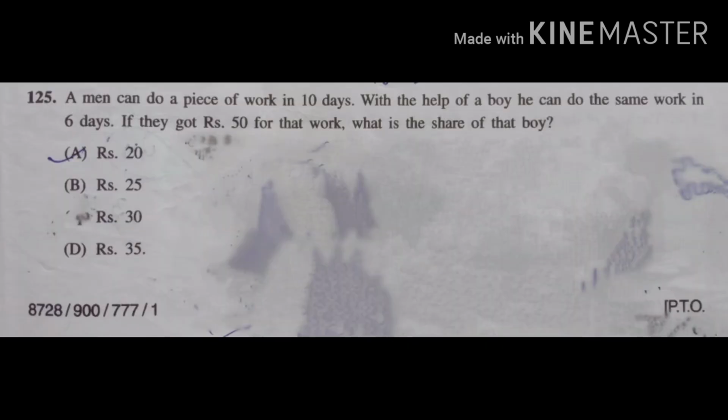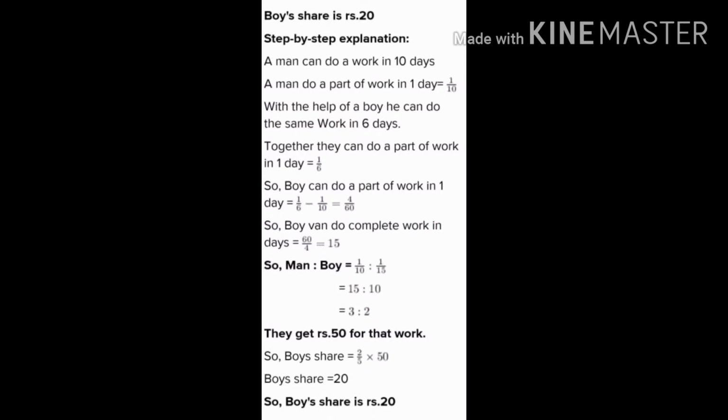Move to the 25th question. A man can do a piece of work in 10 days. With the help of a boy, he can do the same work in 6 days. If they got rupees 50 for that work, what is the share of that boy? Option A rupees 20, B rupees 25, C 30, D 35. Move to the solution part.